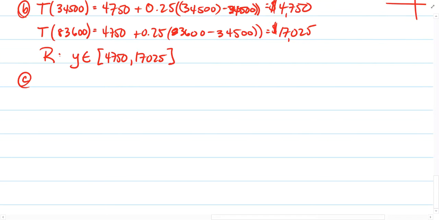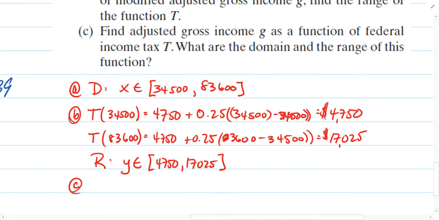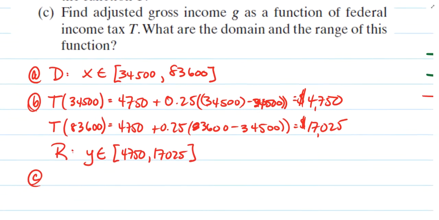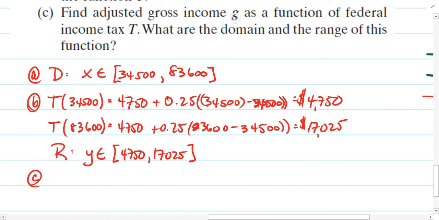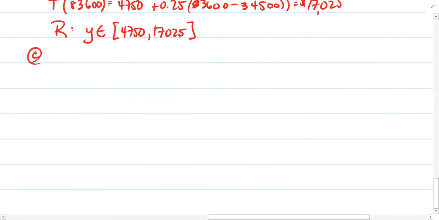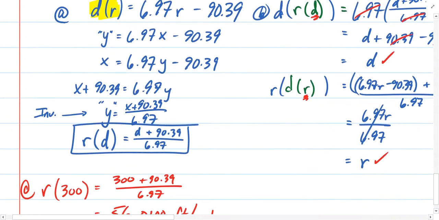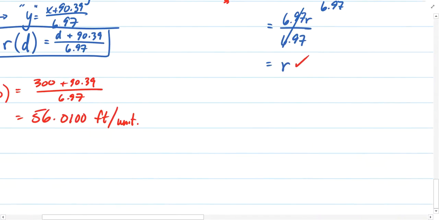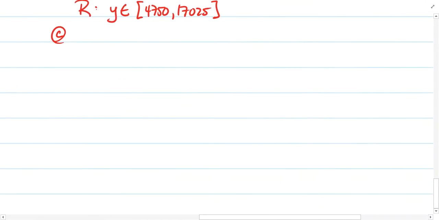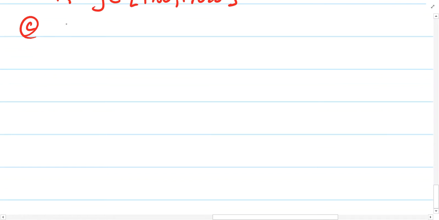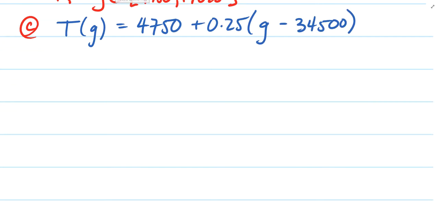I've given a little bit more thought to computing inverses, which we need to do for part C: find the adjusted gross income G as a function of income tax T. And this may help clarify some of the concerns you may have, especially with this problem back here with D and R. Let's consider the original tax function as T of G, so the tax based on your gross income.